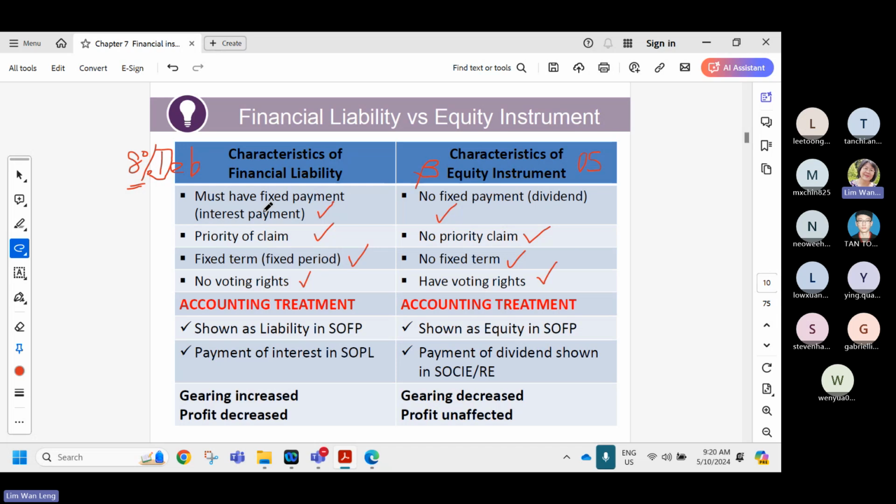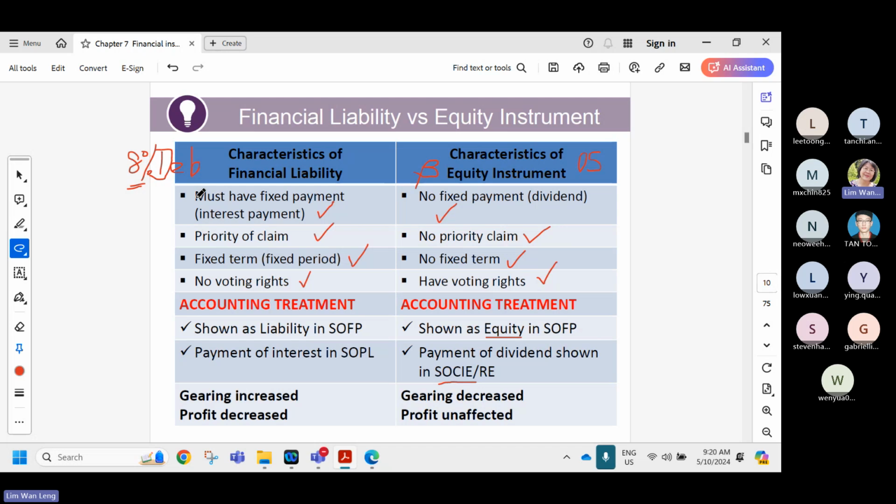And of course, in terms of the accounting treatment, an equity instrument is shown as part of equity in the SOFP. And should there be any dividends paid, this will be shown as part of the appropriations of the retained earnings. So which means they will be captured in the SOCIE.